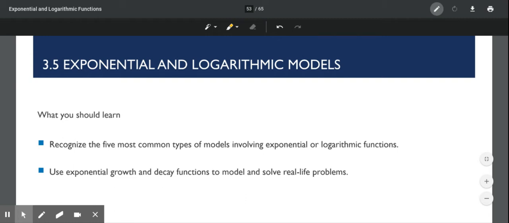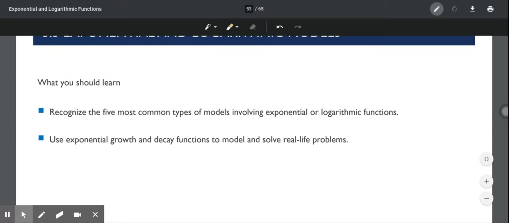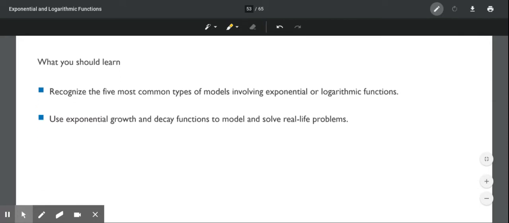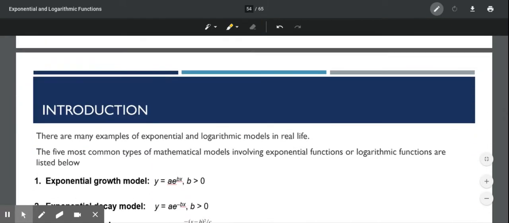So for 3.5, we have exponential and logarithmic models. In this one, we are just really going to start looking at models for different sets of data where we would use either an exponential function or a logarithmic function. And then moving on into 3.6, we'll use our calculators more to probably help us calculate this. So this section is more algebra based. Section 3.6 will be more calculator based.